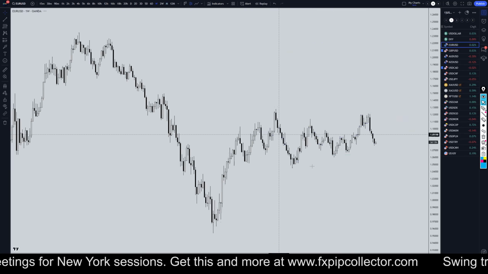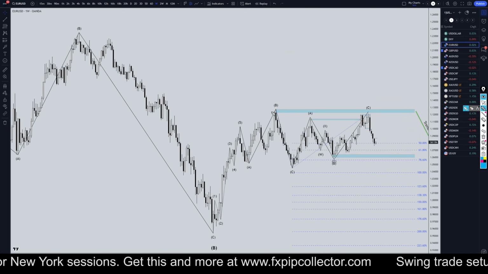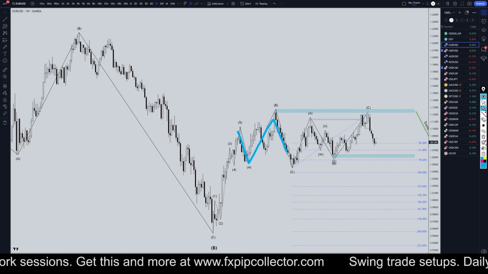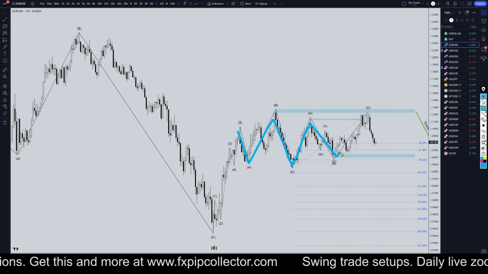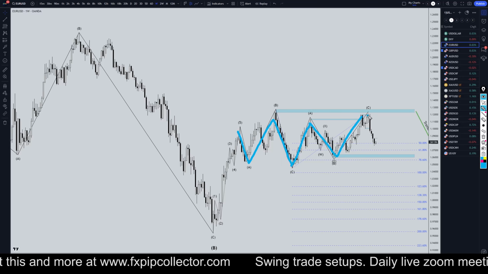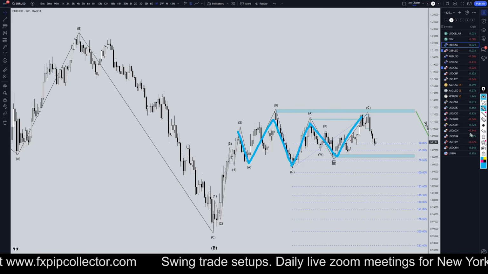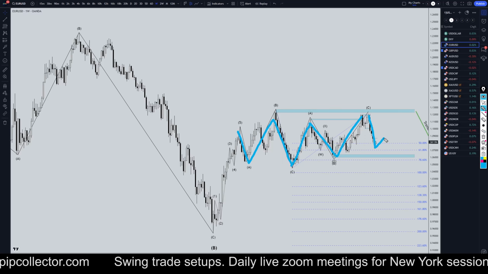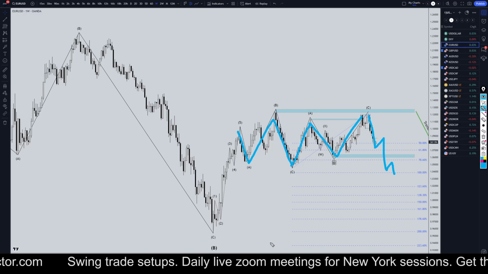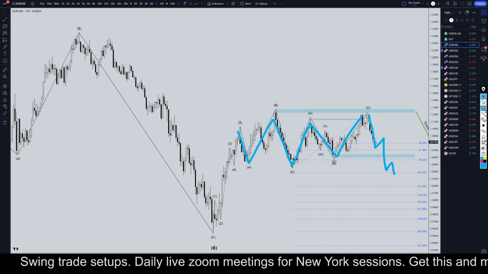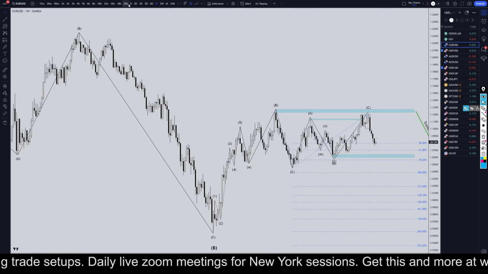Going down to the weekly time frame, it definitely looks like a double three on the weekly. It looks like 1, 2, 3 waves down, 1, 2, 3 waves up. Normally that will lead to either 1, 2, 3 waves down for a WXY, or it'll lead to 1, 2, 3, 4, 5 waves down for more of an ABC. Either way, let's keep on going with the flow.